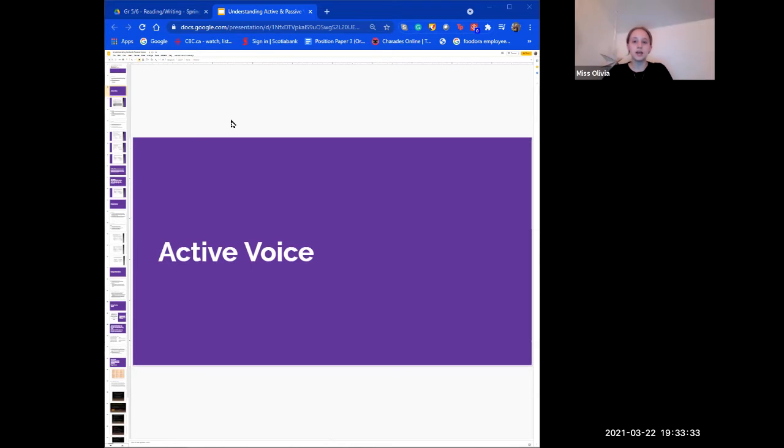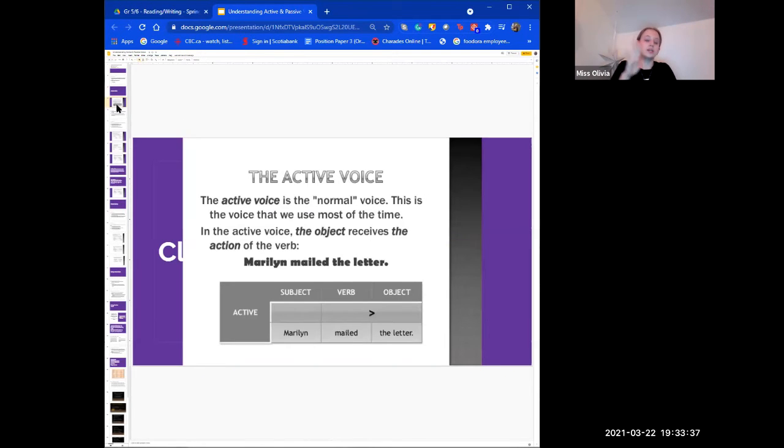So active voice. When the subject of a sentence, so usually the noun, performs the verb's action, we say that the sentence is in active voice. Sentences in active voice generally have a very strong, very direct, and very clear tone.